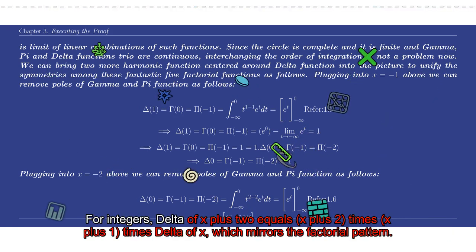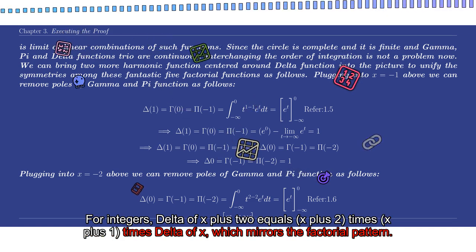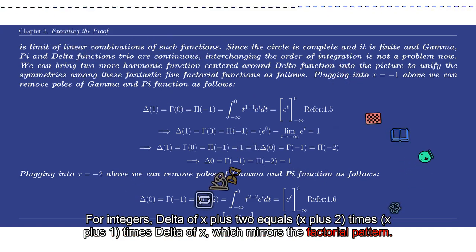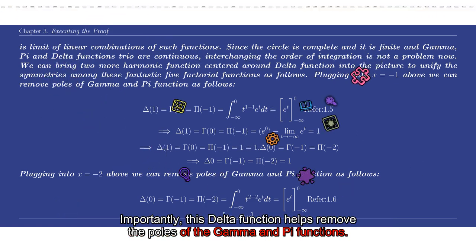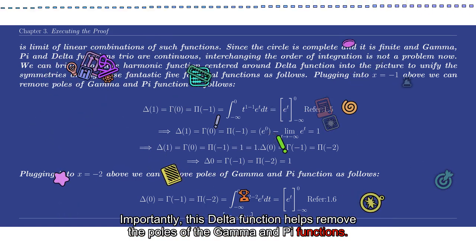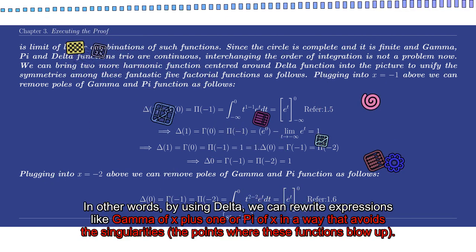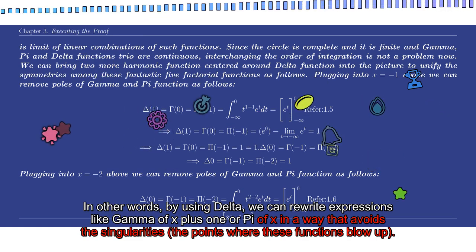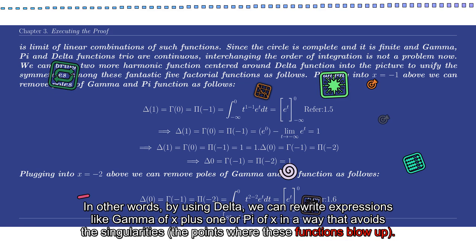For integers, delta of x plus 2 equals x plus 2 times x plus 1 times delta of x, which mirrors the factorial pattern. Importantly, this delta function helps remove the poles of the gamma and pi functions. In other words, by using delta, we can rewrite expressions like gamma of x plus 1 or pi of x in a way that avoids the singularities, the points where these functions blow up.